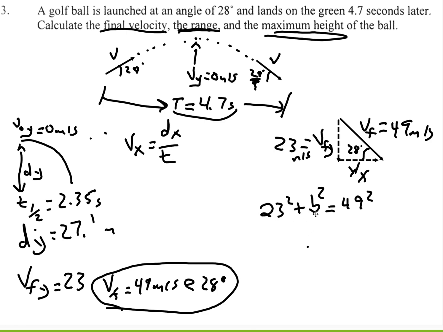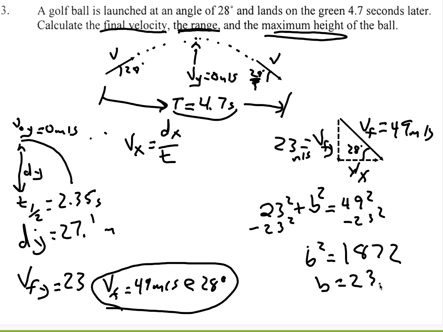So these are being added to each other. I would want to subtract out the 23 squared from both sides. So in my calculator, I would do 49 squared minus 23 squared. I don't know what that is. It's 1,872, but square root that and you get 23.3. Thank you. And everybody knows why Selma square rooted it. It's because this square has to go away. So I got to do the opposite, square root.